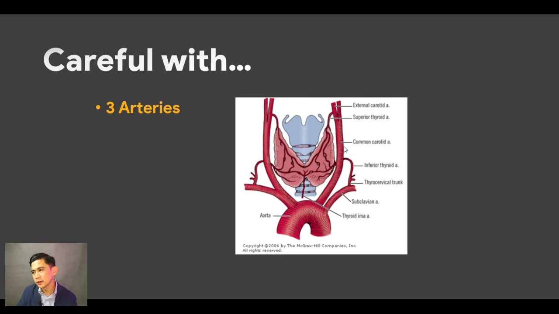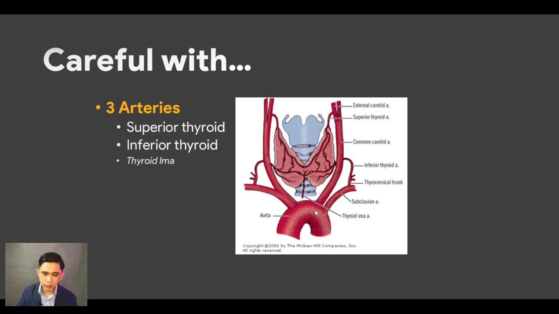So we have the superior thyroid artery, this one, the inferior thyroid artery, this one, and there is a third artery, we call it the thyroid ima artery. Thyroid ima artery. Superior, inferior, and the thyroid ima.